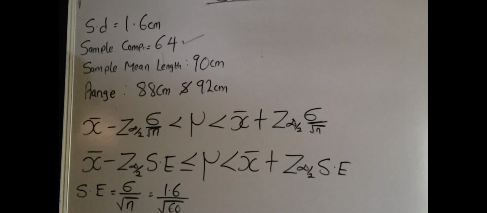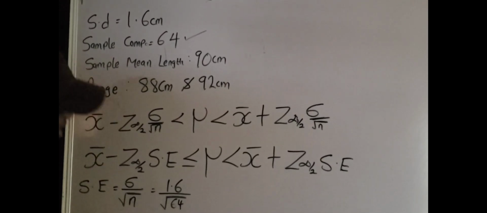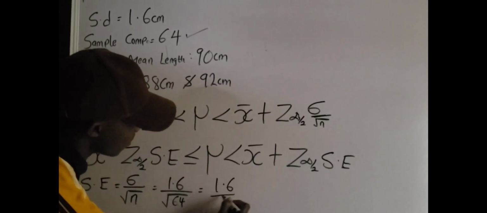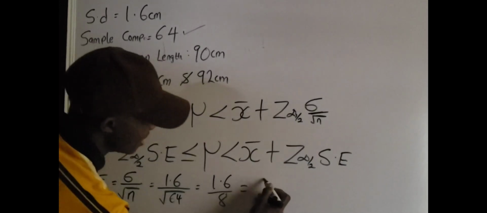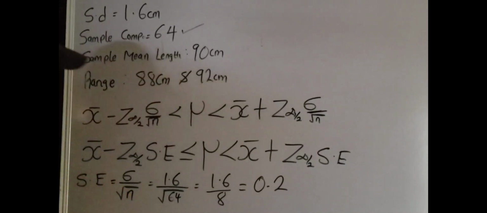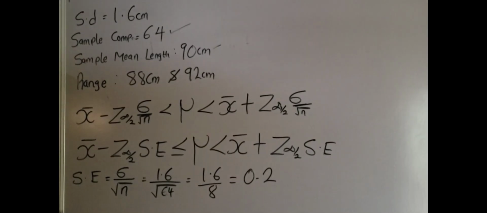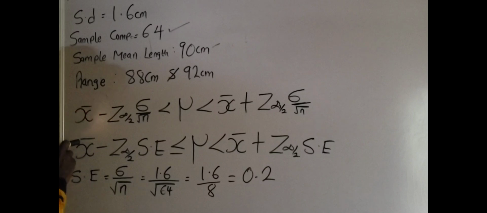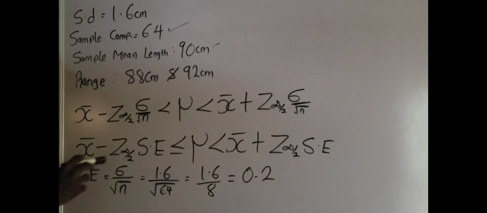The square root of 60, oh, it's not 60, sorry. This should be 64. 1.6 divided by root of 64, that is 1.6 all over 8. So if you punch your calculator, you're going to get 0.2. So the value of this is 0.2. Now we have determined the standard error as 0.2. So we have all the parameters in this confidence interval formula except the critical value.